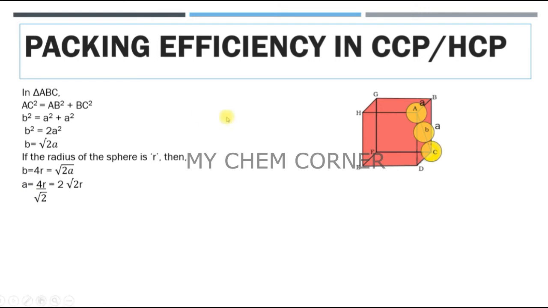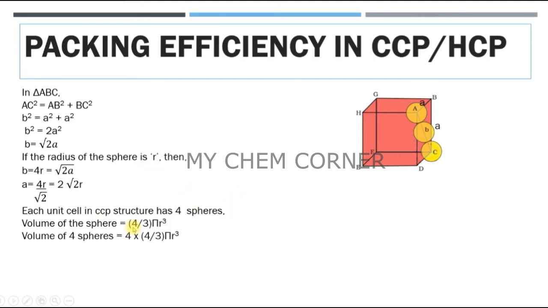Now if you look at the unit cell of this CCP, it will have 4 spheres. So the volume of one sphere is going to be 4 by 3 pi r cube. Now this is the formula for the volume of a sphere. Because in a CCP each unit cell has got 4 spheres, therefore we are going to write the volume of all 4 spheres is equal to 4 into 4 by 3 pi r cube.